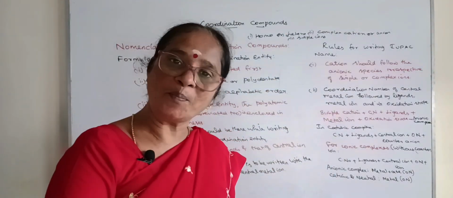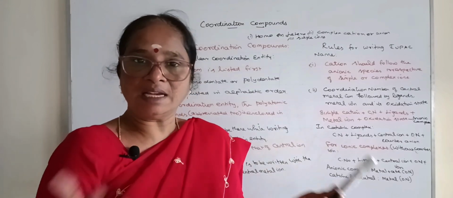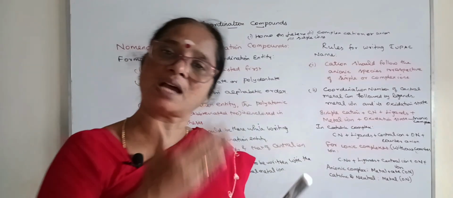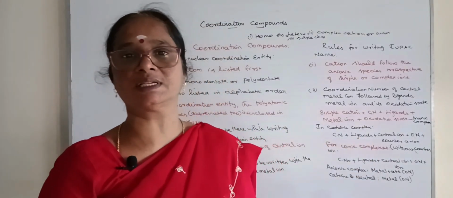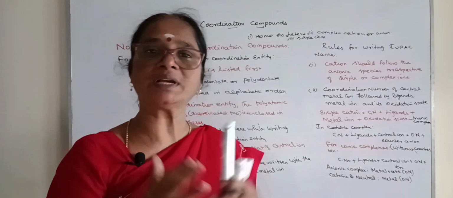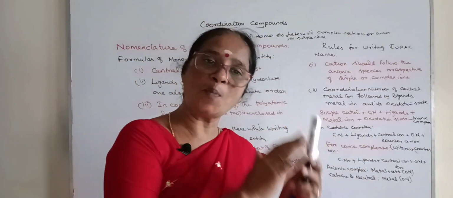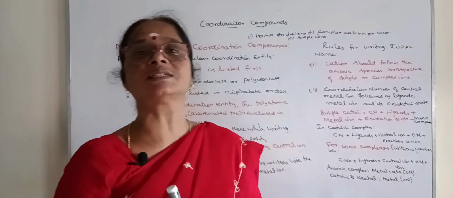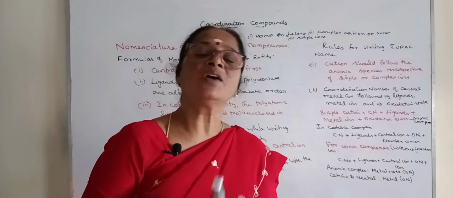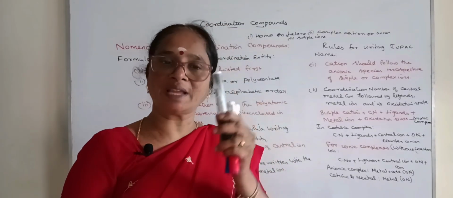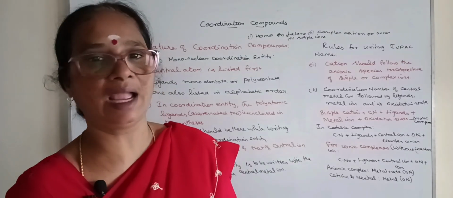Secondly, if the complex is a cation, the cation should be named first. If the complex is an anion without a counterpart, you can start with the anionic complex. But if the compound is neutral, that means a complex ion and a simple ion are there, the name will always start from the cation followed by the anion.